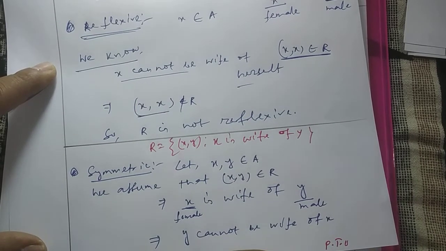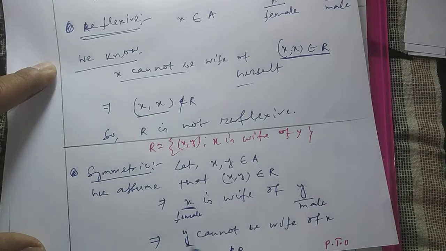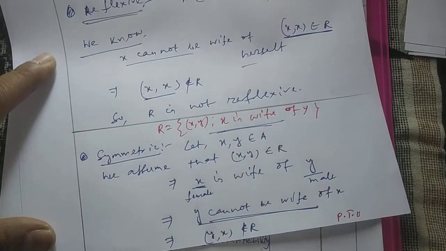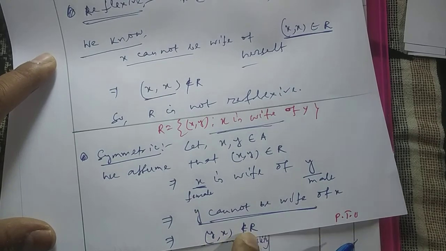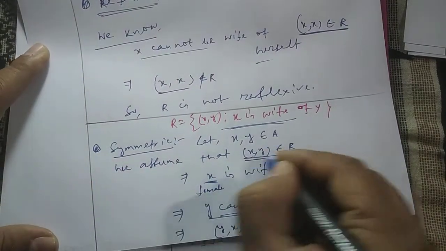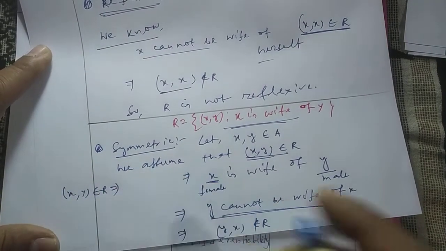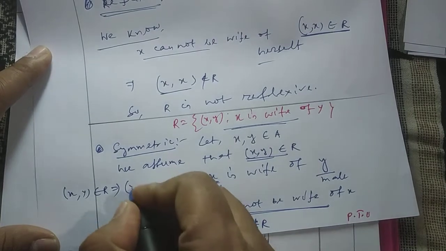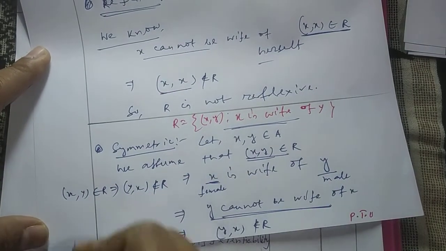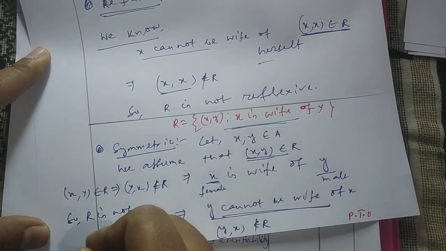So from here you can say (Y, X) does not belong to R, because it is not satisfying the given definition. Understood or not? So you can say (Y, X) does not belong to R. So firstly we have taken (X, Y) belongs to R, and finally we have checked (Y, X) does not belong to R. So we can say from here R is not symmetric.